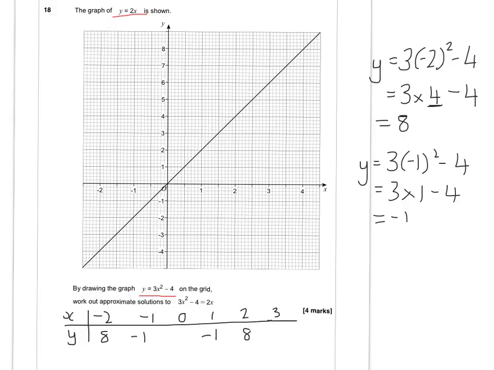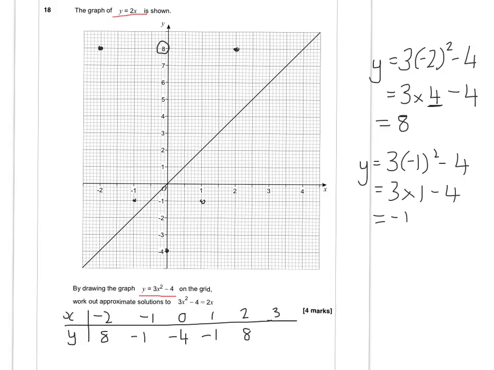When x is 0, I'm getting the value to be -4. Now I don't need to work out 3 anyway, look, because the graph only goes up to 8, so I won't bother. I'll just stop there. I've got some coordinates to plot. The first one, -2 across, 8 up. As carefully as I can, I'm going to plot these coordinates. -1 across, -1 down is just here. 0, -4 is here. 1, -1, and 2, 8 is up here.